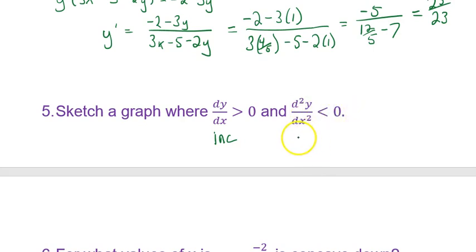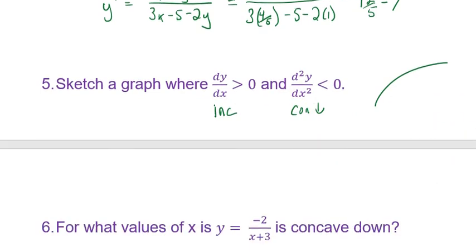So a negative second derivative means concave down. So I want to draw a graph that's increasing and concave down. And again, you'll use these ideas for your problem, but it's not your exact problem on your test.